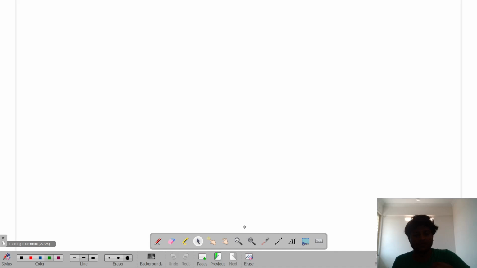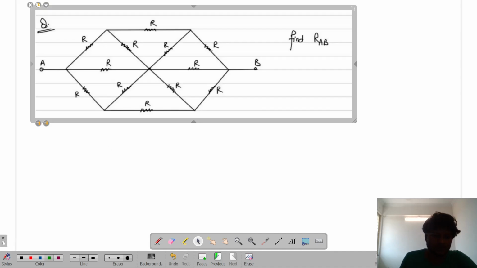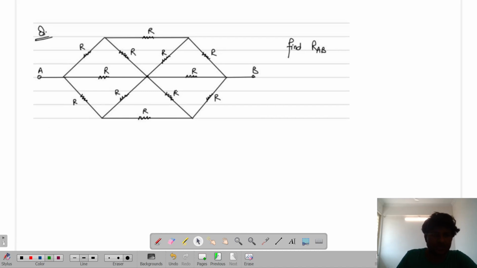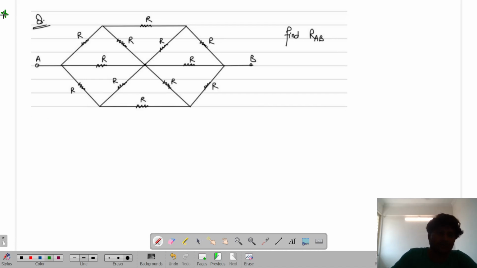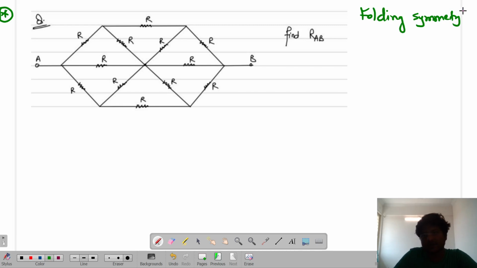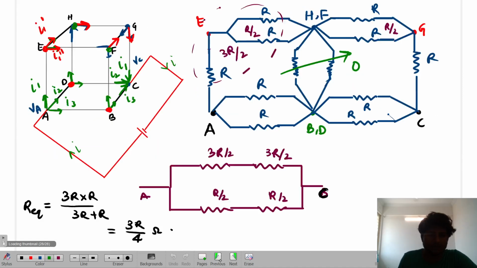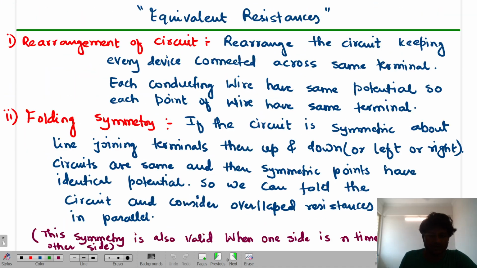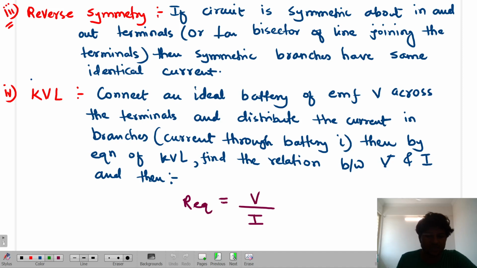Correct? You can even solve this question with the help of folding symmetry. Let us understand that. In folding symmetry, what we say is that if we can fold the whole system: if the circuit is symmetric about a line joining the terminals, then up and down or left or right, the circuits are the same. Then the symmetric points have identical potential. So we can fold the circuit and consider overlap resistance in parallel.